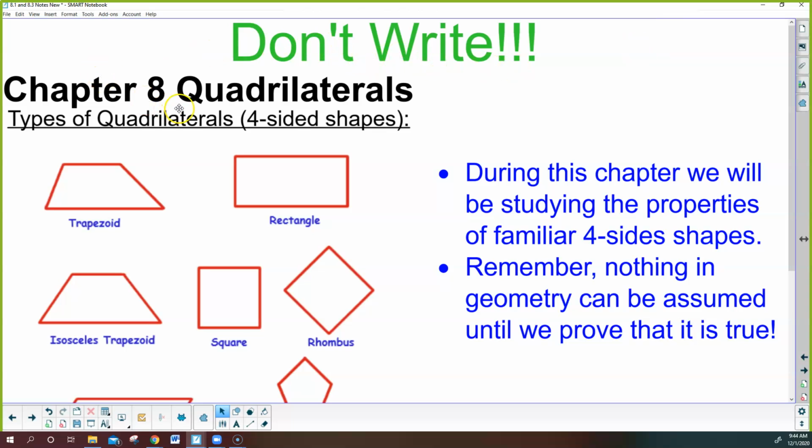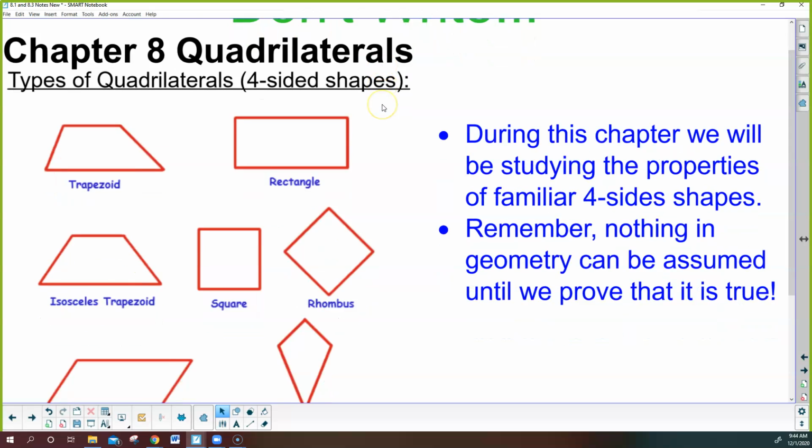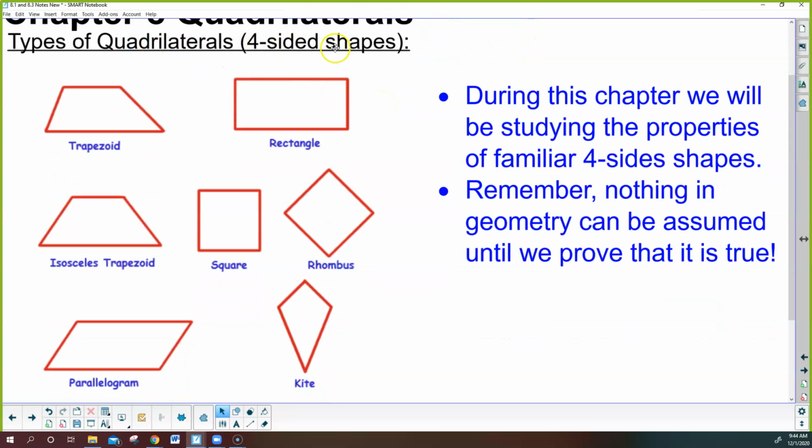All right, so just a quick visual overview. I want to paint the picture of what this new chapter is going to look like. Chapter 8 is all about quadrilaterals, and we do want you to remember quadrilaterals are just four-sided shapes, and we're going to look at these specific four-sided shapes.